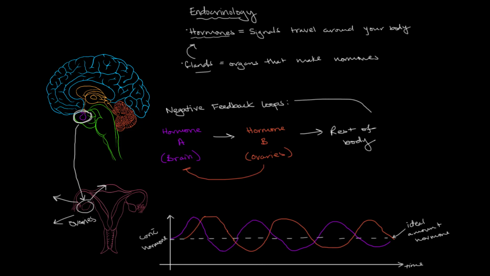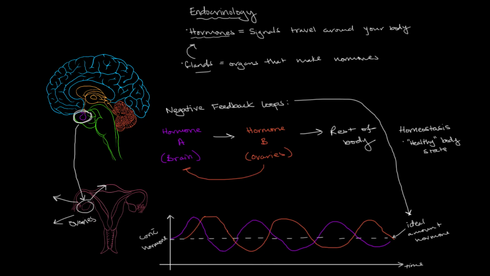And so these negative feedback loops lead to the body keeping these ideal hormone levels, or at least close to these ideal hormone levels over time. And this introduces an important concept called homeostasis. This is a fancy word, but really it just means the healthy body state.